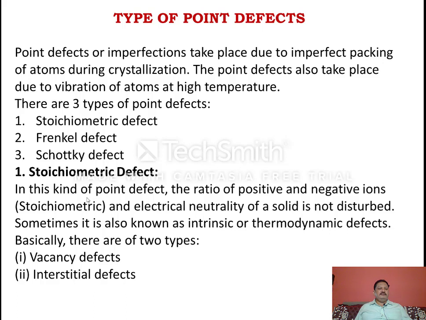It is a kind of point defect in which the ratio of positive and negative ions, that is the stoichiometry and electrical neutrality of a solid, is not disturbed. Sometimes it is also known as an intrinsic or thermodynamic defect. In this stoichiometric defect, the electrical neutrality of the solid is not disturbed, and the ratio of positive ions and negative ions is constant. Basically, there are two types of stoichiometric defects. One is the vacancy defect, another one is the interstitial defect.